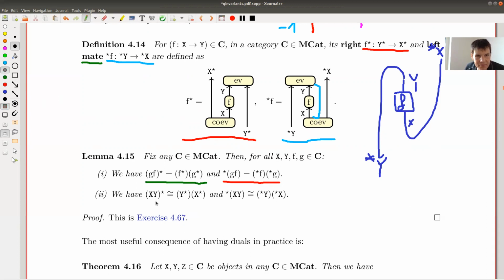And the same happens on the object level. So always be careful. Dualities turn things in the opposite direction, right? This kind of swap order. So x tensor y dual is y dual tensor x dual, and the other way around.